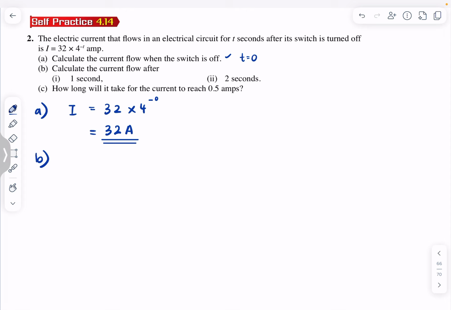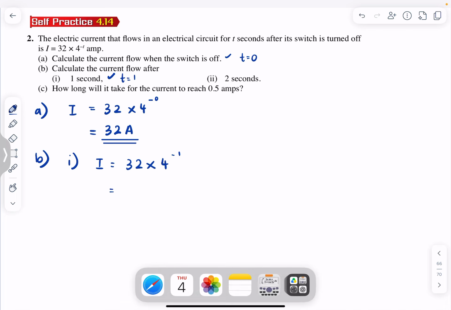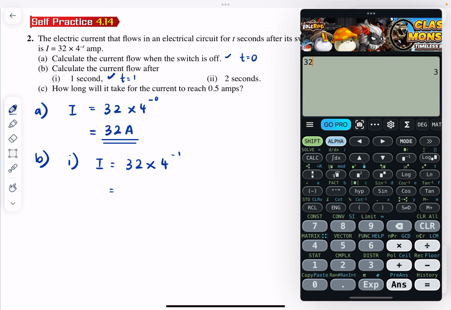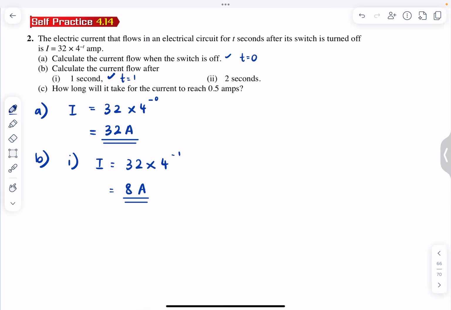Okay, B. Calculate the current flow after 1 second. So here t is 1. So let's just sub t with 1. So 32 times 4 negative 1. We get 8 amperes. So 1 second after it's switched off, the current becomes 8 amperes.